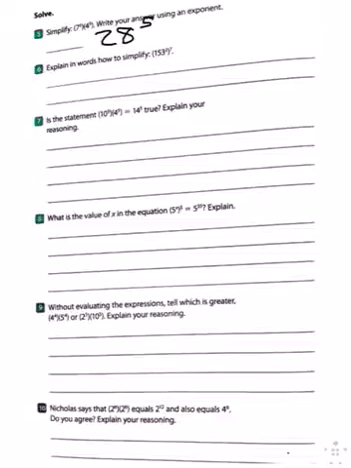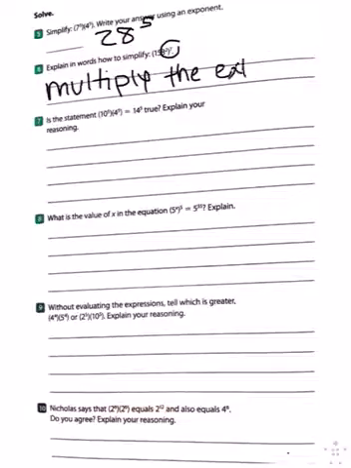For number 6, it says to explain in words how to simplify 153 squared to the 7th power. Now, this is one of the ones that we talked about today in class as well, where we're raising a number to a power. When we raise to a power, we multiply the exponents. So we're going to multiply 2 times 7. Multiply the exponents. And keep the base.